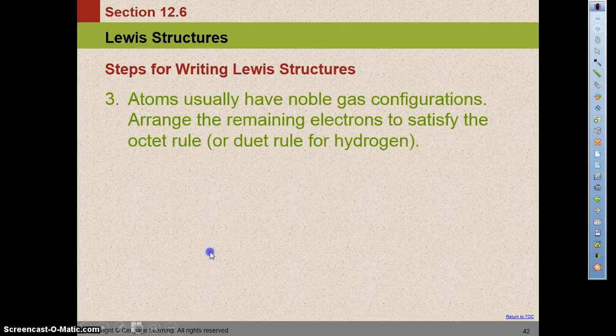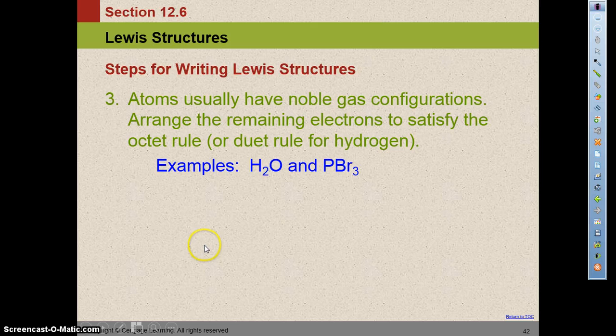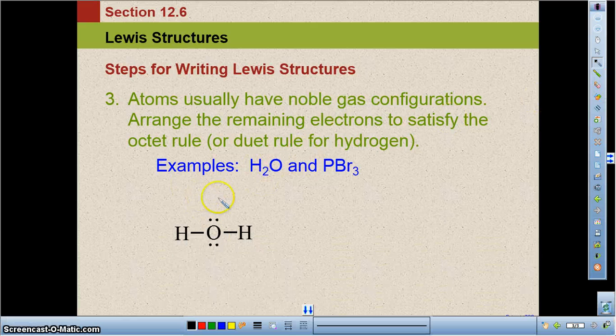The other thing is atoms usually have noble gas configurations, and we're going to arrange the remaining electrons to satisfy the octet or the duet rule. So a while ago, when we added up the total number of valence electrons for water, we said that each hydrogen has 1 valence electron, and oxygen, of which there's only 1, had 6. So our total that we have to account for is 8 total electrons. When we look at this, remember that oxygen is going to want to gain enough electrons to satisfy the octet rule in its valence shell, which means it needs 8 around it. So let's see how many we have.